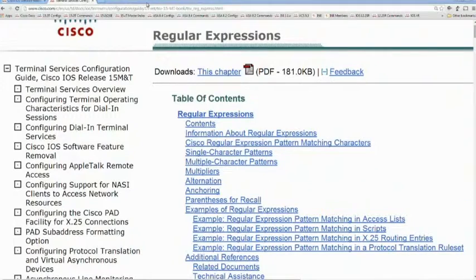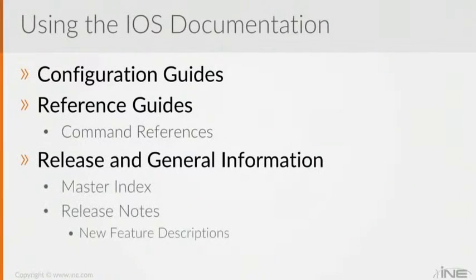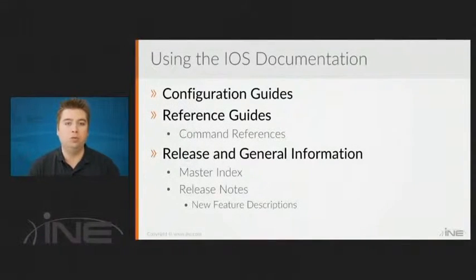Okay, so specifically, the reason that you need to use the differences between them, the config guide versus the command reference and then the master index, really depends on what exactly you're trying to accomplish. Now, the configuration guide is when you're trying to figure out what's a step-by-step list of exactly what I need to do in order to implement a technology.